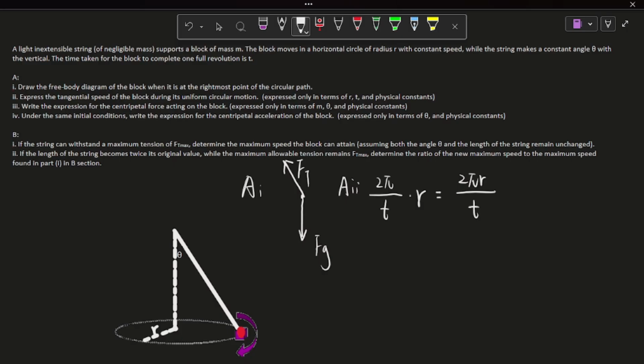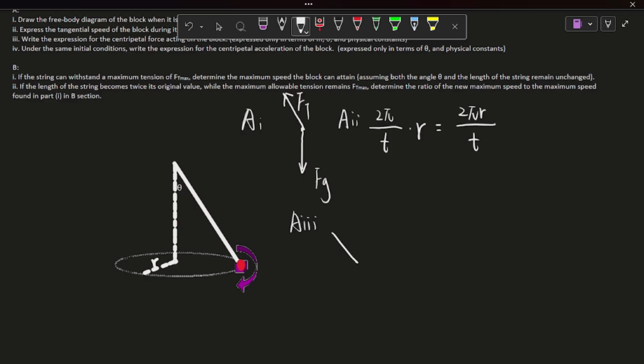For the third part, look at the stuff in the parentheses: expressed only in m and theta. There's no t involved, which means we cannot just use mv squared over r, because we cannot involve velocity in the expression. So how do we find it? Well, don't worry. Since Ft is pointing that way, and there's also the gravitational force.